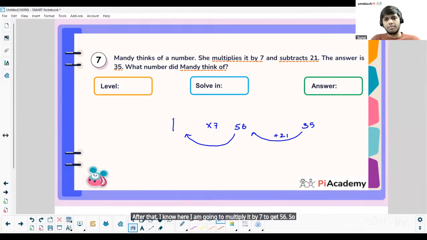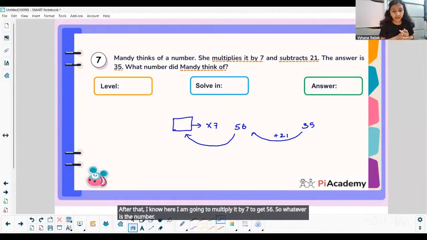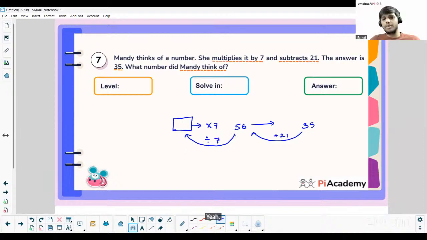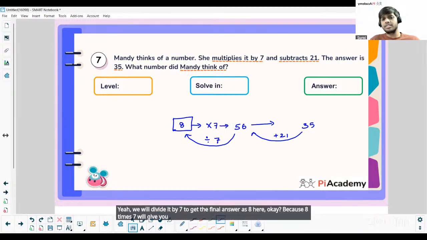So whatever is the number, you divide it by 7 to get the final answer as 8 here. Okay, because 8 times 7 will give you 56. After that, 56, when you subtract 21, you are going to get the final value as 35. So you are just reversing the entire operation.